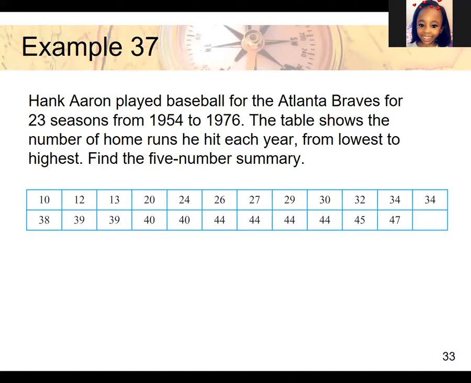All right, like in this one. Hank Aaron played baseball for the Atlanta Braves for 23 seasons from 1954 to 1976. The table shows the number of home runs he hit each year, from the lowest to the highest. And here I want to find that 5-number summary from this data set that we have here. Okay, and notice that the data set is sorted from least to greatest.